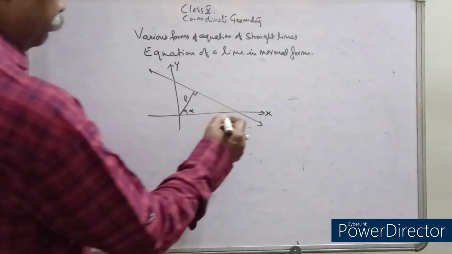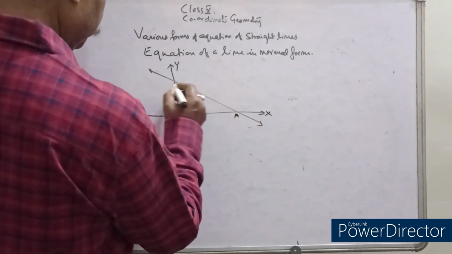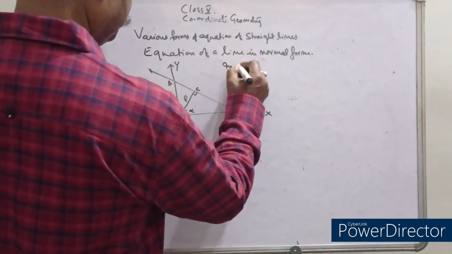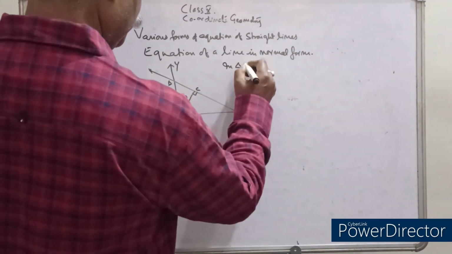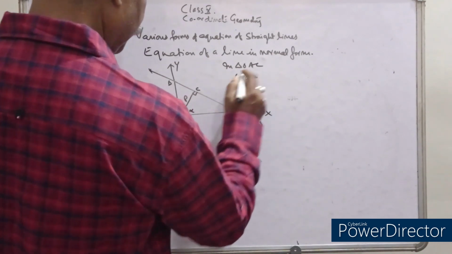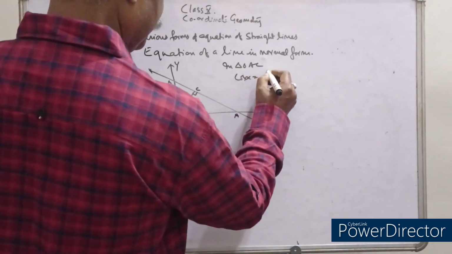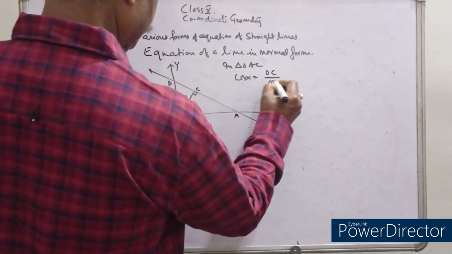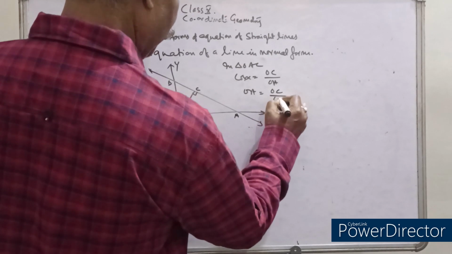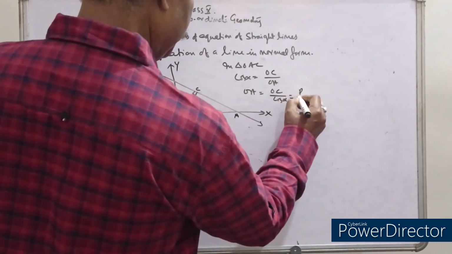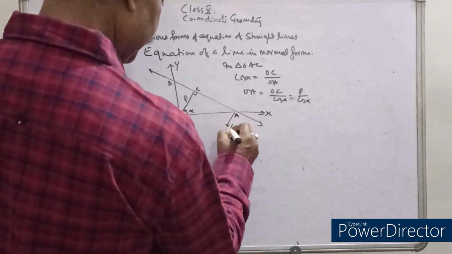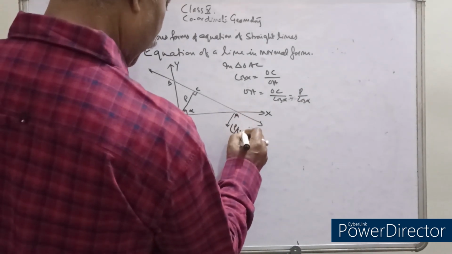So here this is A, this is B, this is C. Now let us consider triangle OAC. Here cos alpha is equal to base by hypotenuse, that is OC by OA. So OA is equal to OC by cos alpha. So this will be P by cos alpha. So the coordinate here is P by cos alpha comma 0.